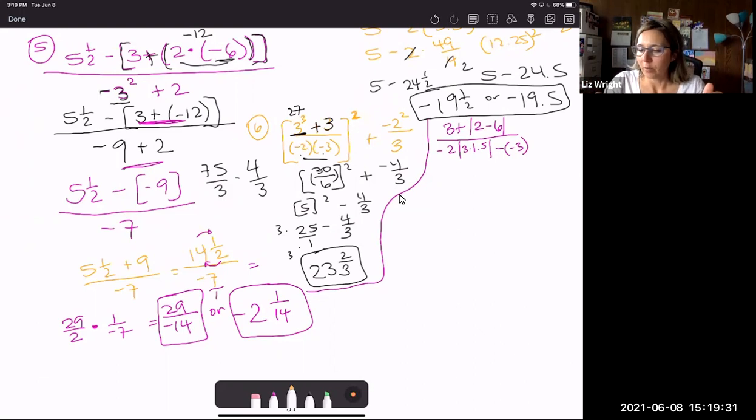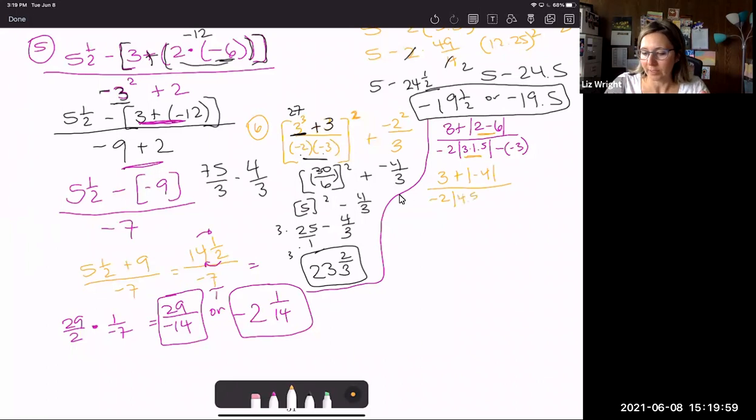Let's take care of our grouping symbols. There's one here and one here. So in my numerator, I'm going to have 3 plus the absolute value of -4. In my denominator, I've got -2, and then you're taking 3 times 1 1/2. So think about taking 3 times 1 is 3. What's half of 3? 1 1/2. Add them together. That should be 4.5.